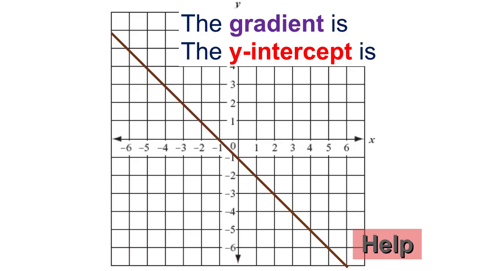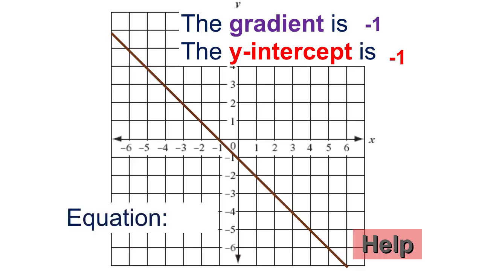If the gradient is minus 1, for example, and the y-intercept is minus 1, how do we write the equation? We write the equation as y is equal to minus x minus 1. And we can actually show that it passes through those points.